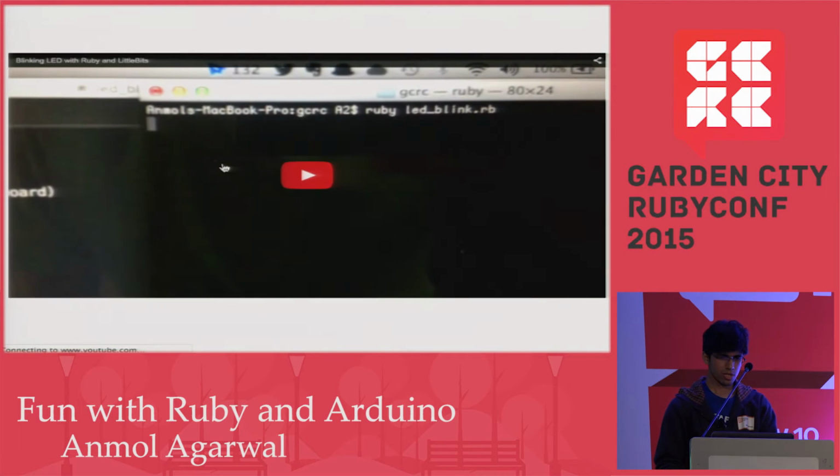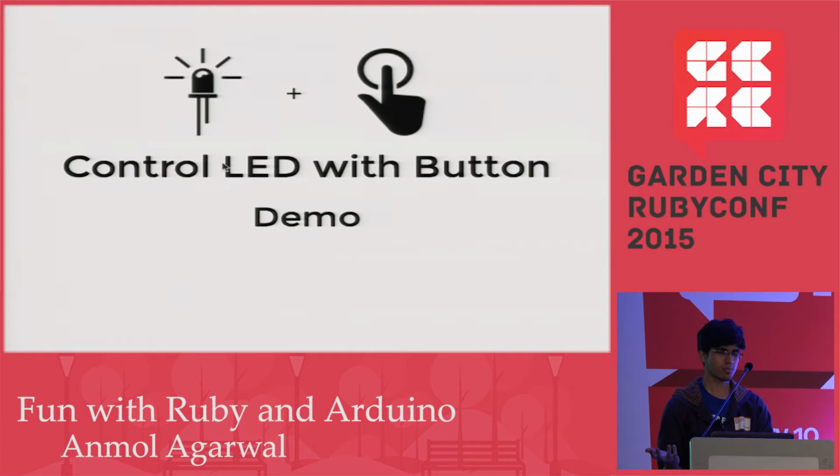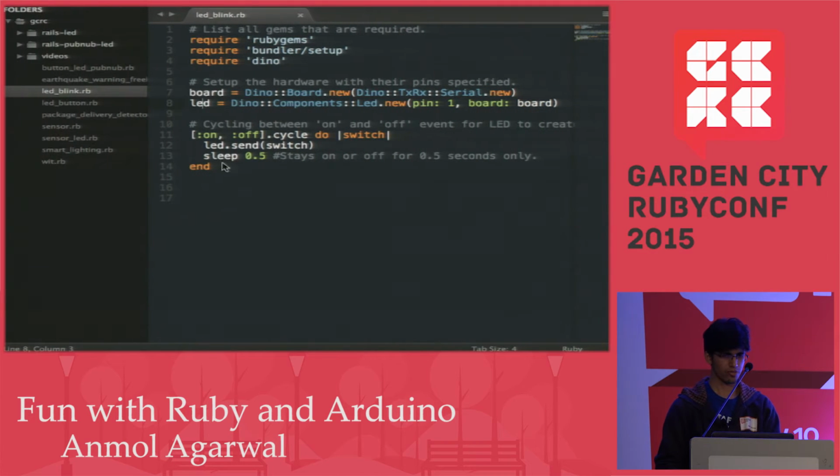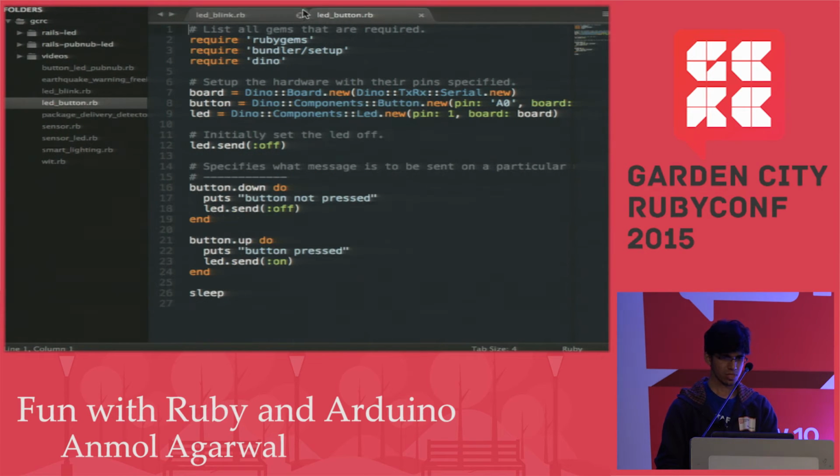So the next demo we'll take a look at is, well, everything is not blinking in this world, so we control things. So why not control the LED with a button? If we look into the code of that, it's almost the same as the LED blink, but we add a button. So we have a button added here, and initially we are turning the LED off. So these on and off methods, and whatever methods you will see with each and every component, are built in the gem itself. So it's very simple to understand.